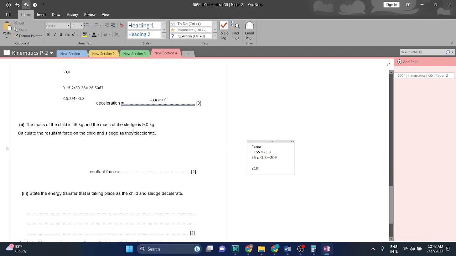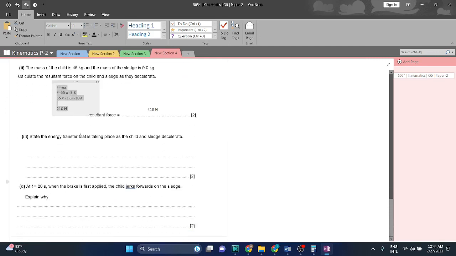And for the resultant force, the negative sign is solely representing the direction, so we have to ignore that. This will be the answer. And this is the working.